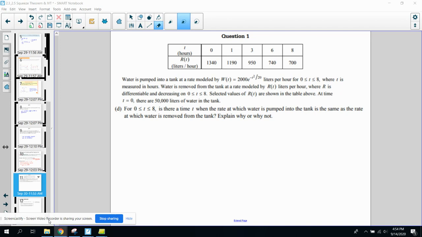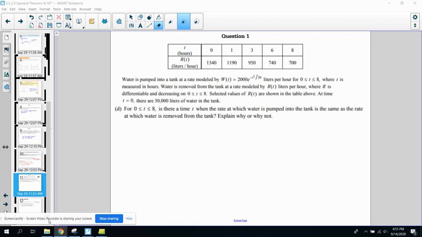So the question that we're asked here is, between 0 and 8 inclusive, is there a time t when the rate at which water is pumped into the tank is the same as the rate at which water is removed from the tank? Explain why or why not. So this might seem tricky. It might be confusing what we need to do, right? It doesn't ask us to use the intermediate value theorem.